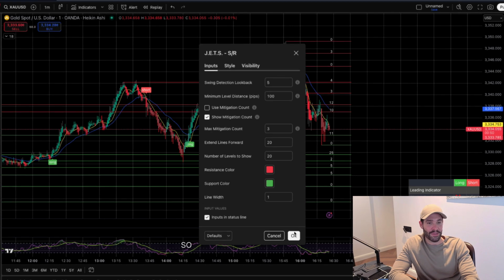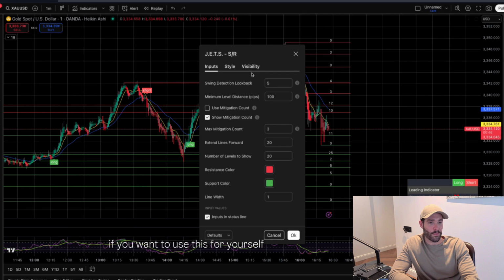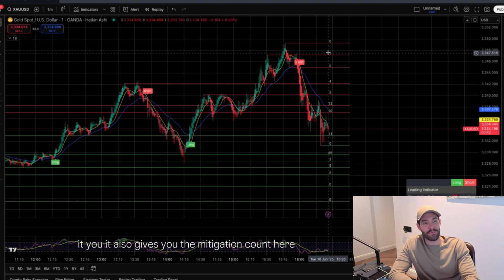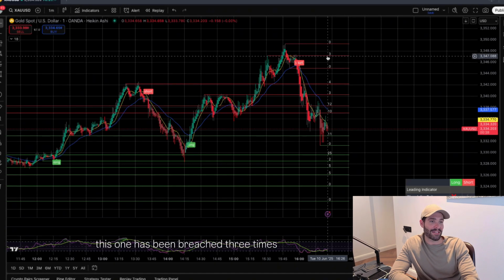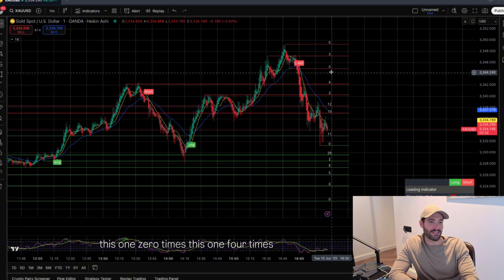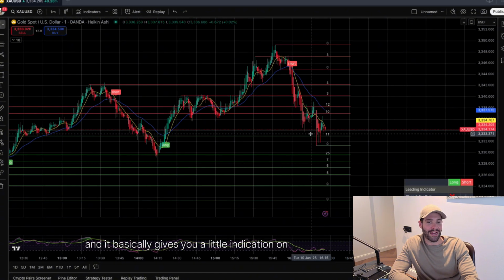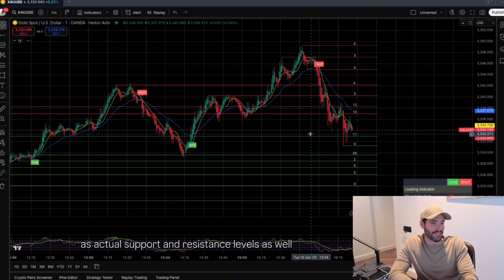And that's basically it. So these are all the different settings that you can use. Take a little screenshot of this as well if you want to use this for yourself. And yeah, it also gives you the mitigation count here. So we can see this one has been breached 0 times, this one has been breached 3 times, this one 0 times, this one 4 times. And it basically gives you a little indication on how reliable these are as actual support and resistance levels as well.